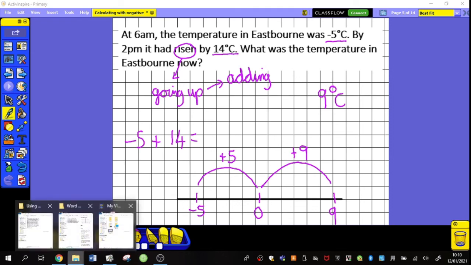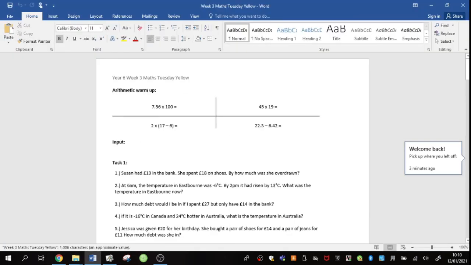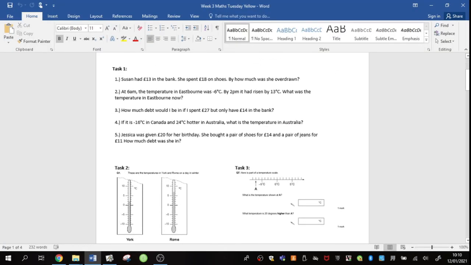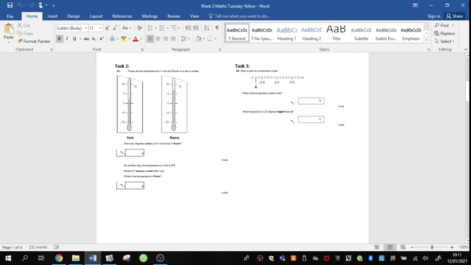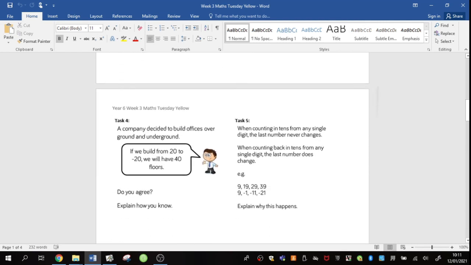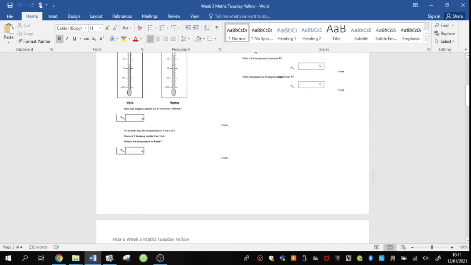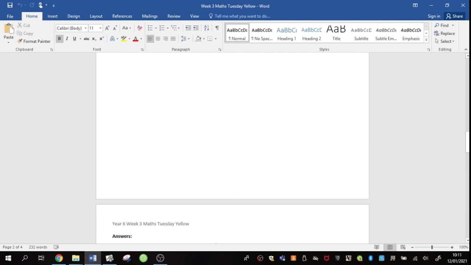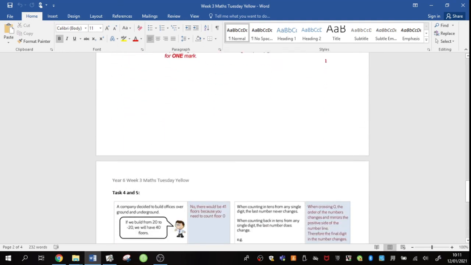Now your task today is to answer the 5 worded problems, remembering to use a number line to show your workings and to show me pictorially. Then you have 4 other questions that will test your understanding of negative numbers. Remember to use those number lines to support you. As per normal, all answers are underneath.